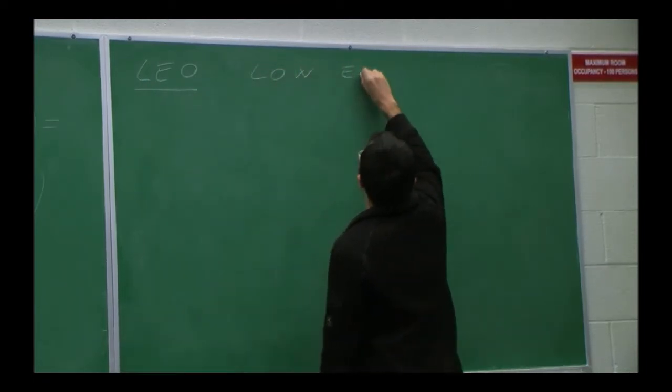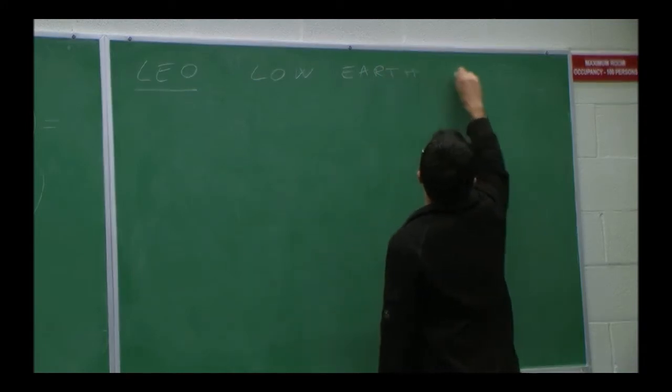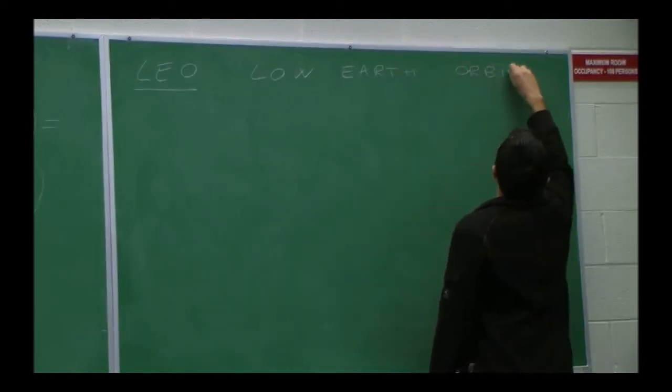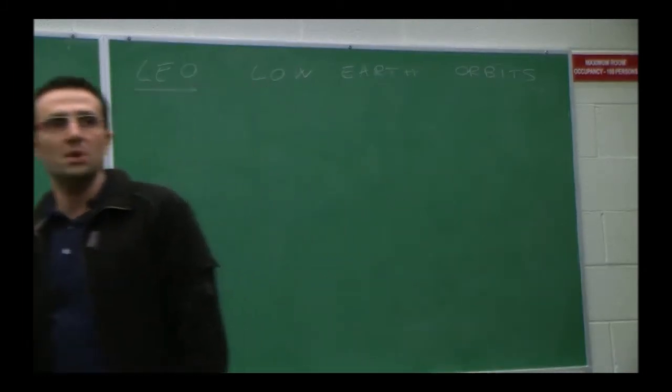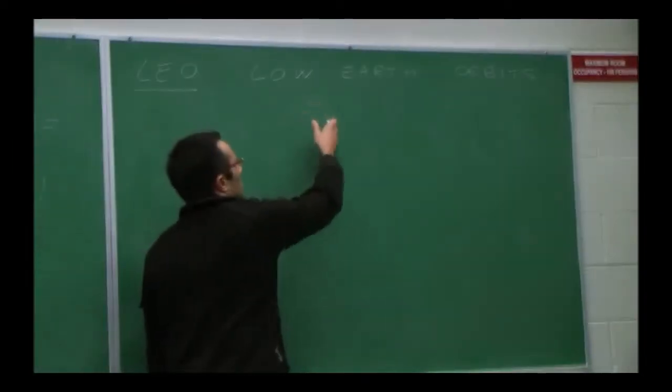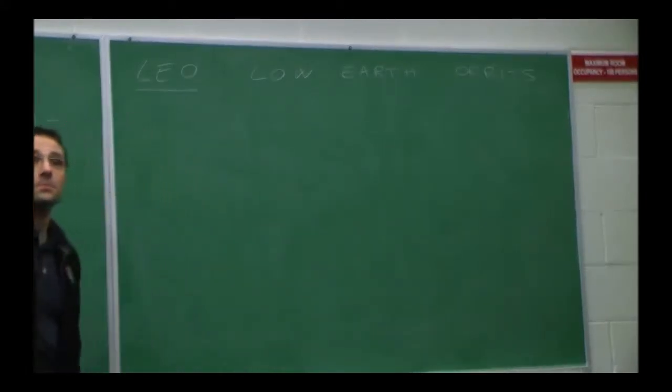So we start from LEO, low Earth orbits. You can find the ranges online if you want. Definition of LEO, MEO, medium Earth orbits, or geostationary Earth orbits. Books have different ranges, but usually this is below 1,000 kilometers height, 1,500 kilometers height.